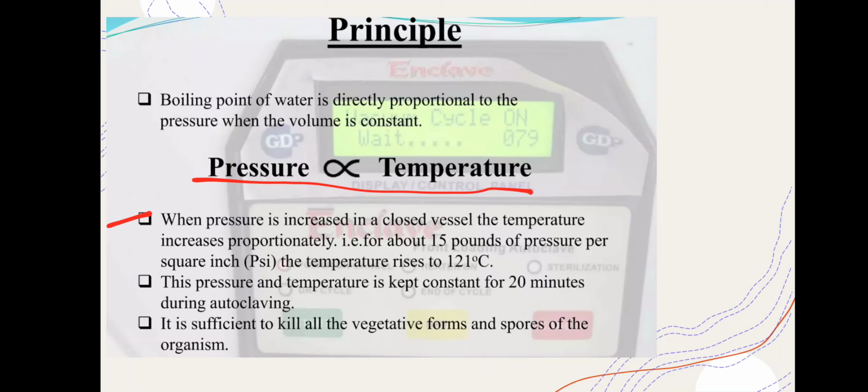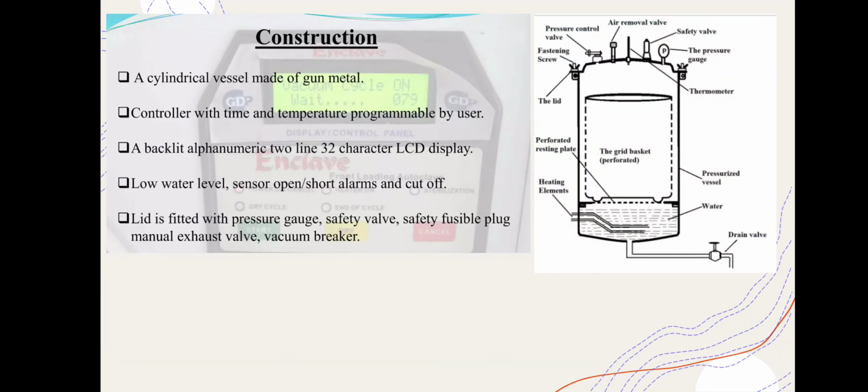Then the next point: this pressure and temperature is kept constant for 20 minutes during autoclave. It is sufficient to kill the vegetative forms and spores of the organisms. For 20 minutes, if we keep the temperature constant, we can easily kill them. Construction: this one is the exam diagram for this autoclave. Go through this diagram.